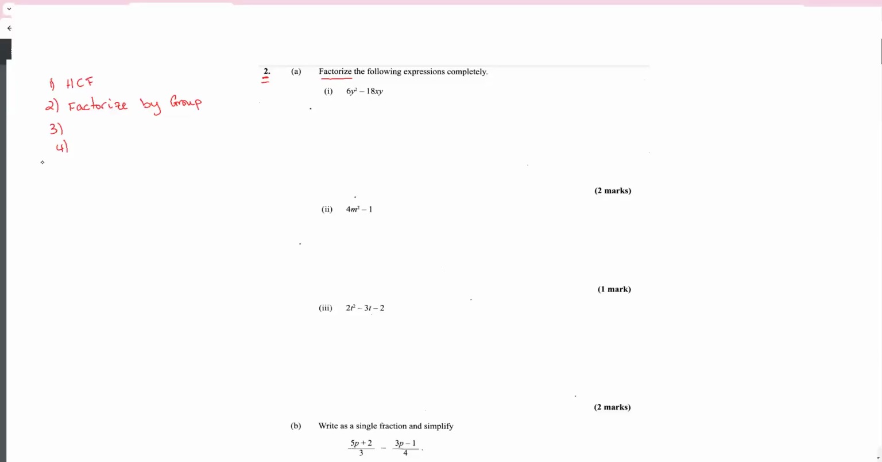Good evening, everyone. So this evening, we're working on factorization. Remember, there are four main types of factorization. There's HCF, there's factorizing by grouping, there's quadratic factorization, and then there's our difference between two squares.